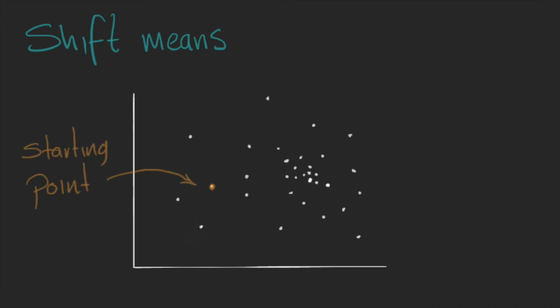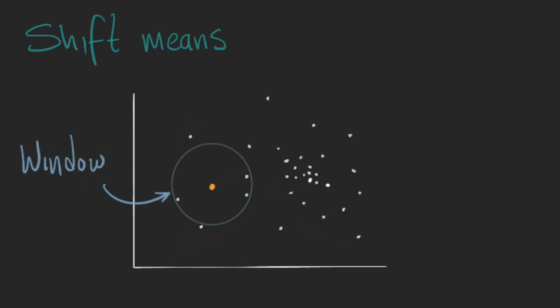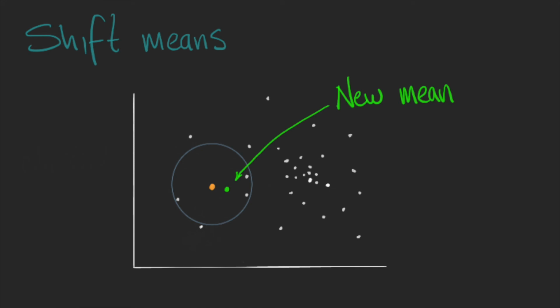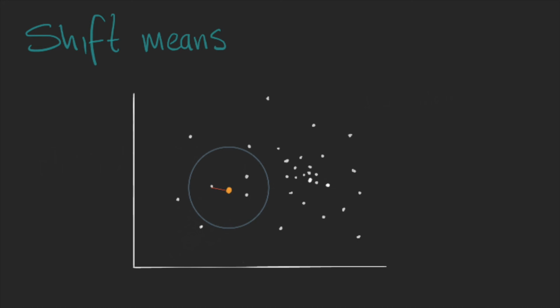We have one point and we will create a window centering the point. Now we will calculate the mean of all the points within the window. This can also be the centroid. Now we know which is the mean within the window. We will shift our point to this new location. This is the reason why the algorithm is called mean shift.